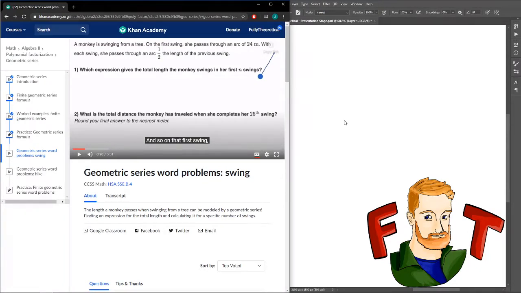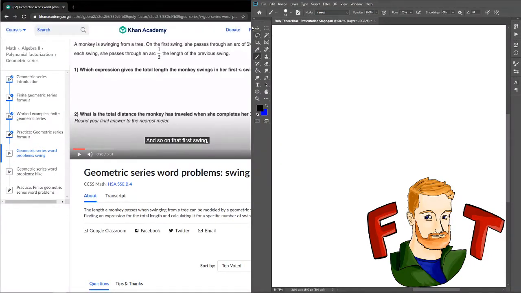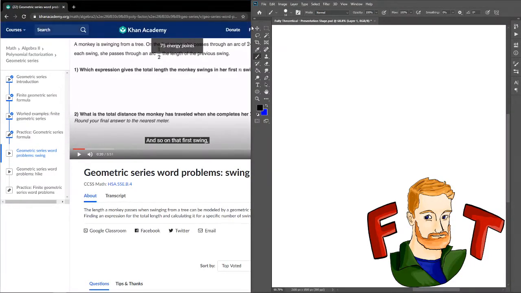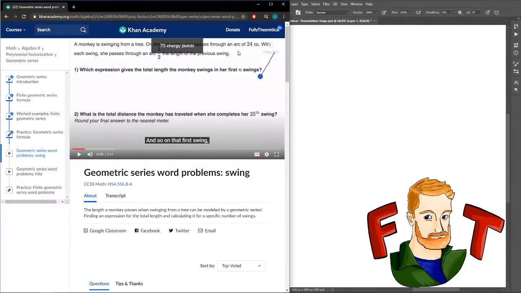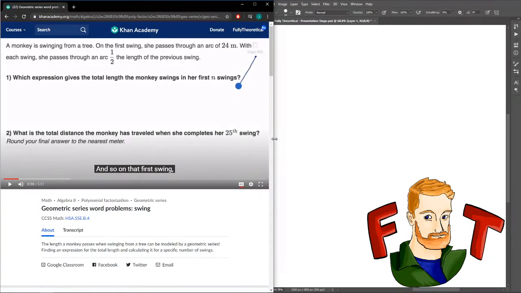Before we even do anything else, we already know it's a geometric series, so in theory, it'll use the exact same formula as before, unless it's something completely new. So the first arc, let's resize this a little bit. On the first swing, it's an arc of 24 meters. So the first swing is 24.